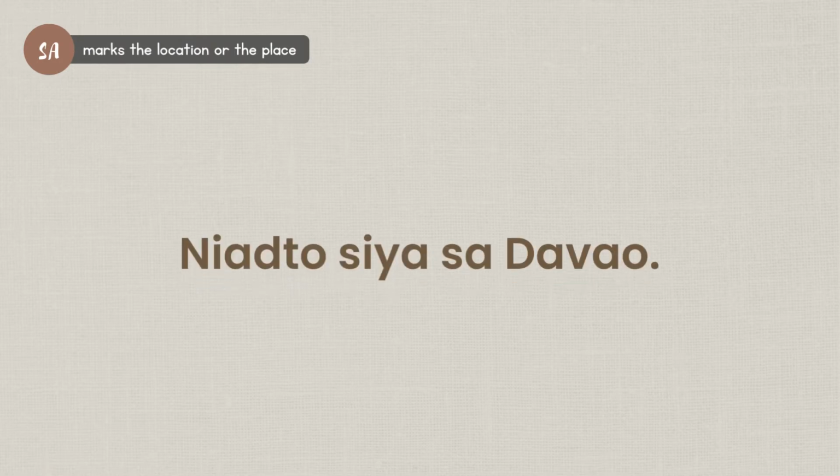Perhaps we could start with the usual usage of it. Location or the place. Niadto siya sa Davao. In this sentence, the marked noun is Davao, which is the location. It's a city in the southeastern part of the Philippines. Niadto means went, and siya could be either he or she. And where did this person go? Sa Davao. Niadto siya sa Davao. She went to Davao.